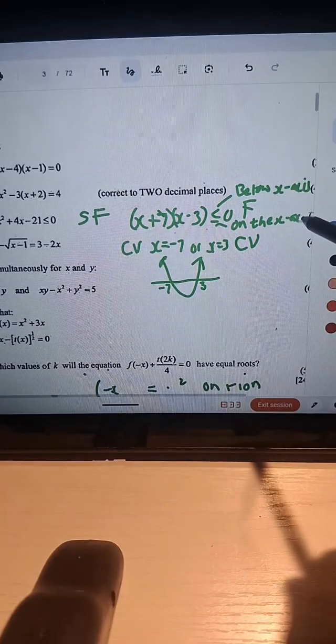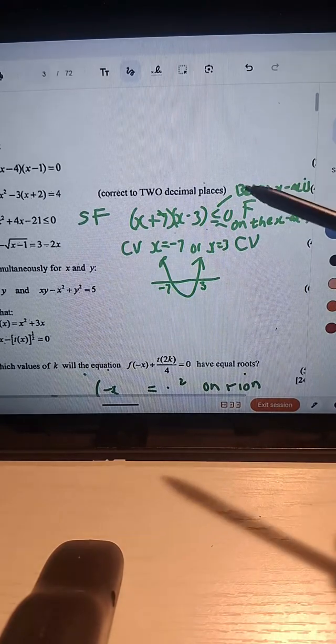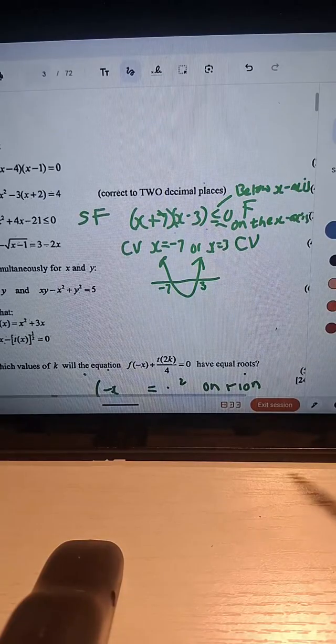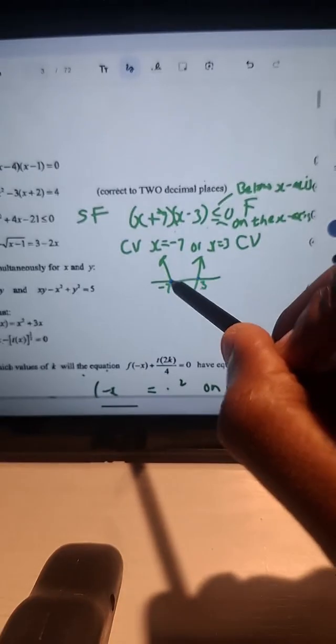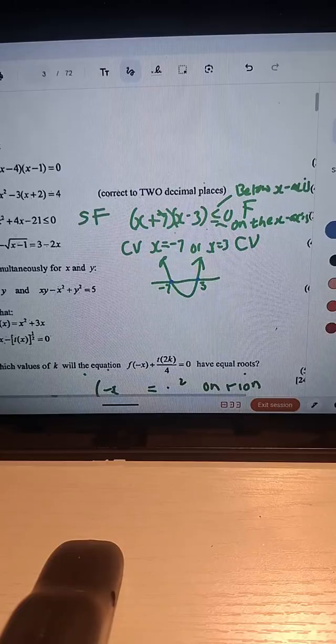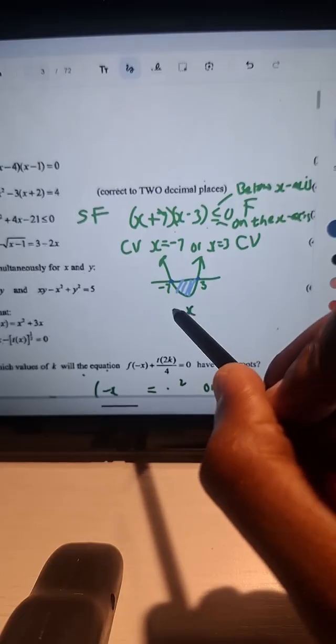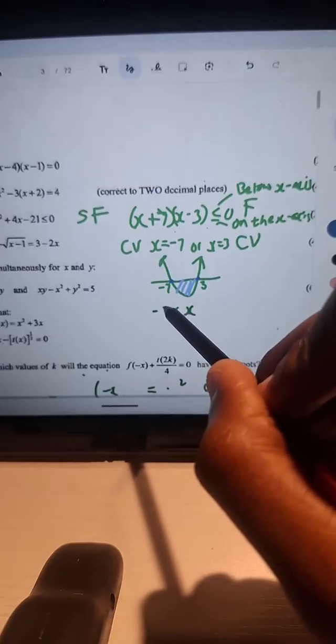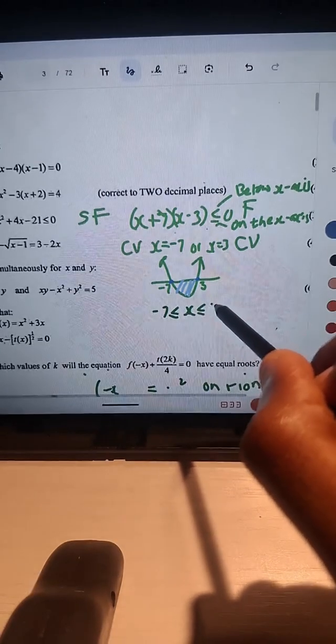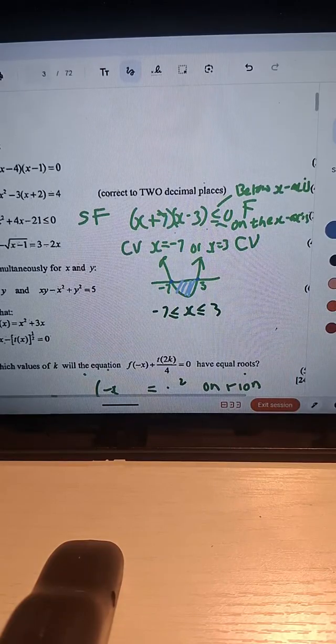So you are looking for two things here. Where are the values of x showing you where the function is below the x-axis? And equal means where are the values of x showing me where the function is on the x-axis. So there are two things. On the x-axis, exactly at negative 7 and 3. Then below the x-axis, between the critical values. So when we write our answer, we say x is greater than or equal to negative 7 and less than or equal to 3. Does that make sense, guys? Yeah. So that is it.